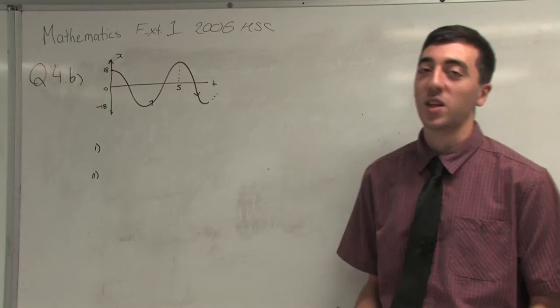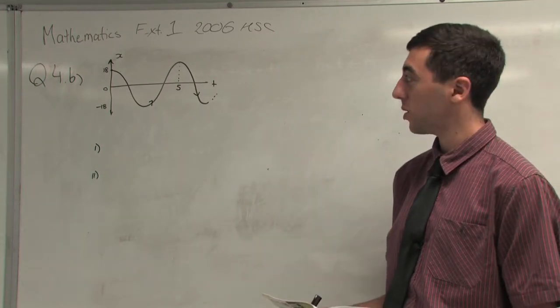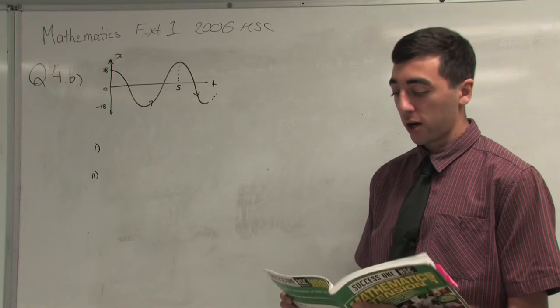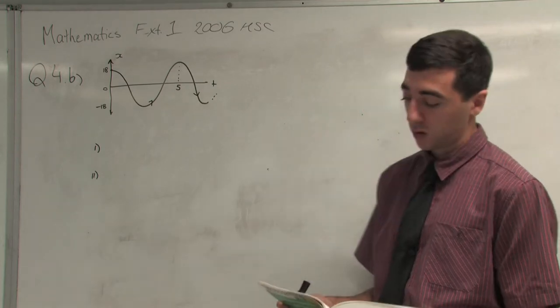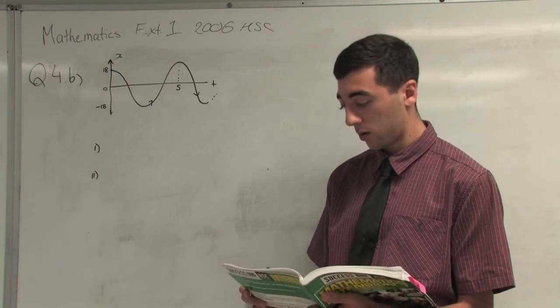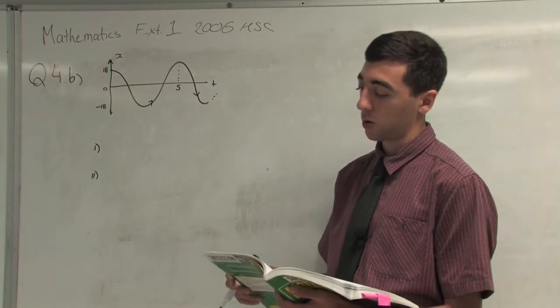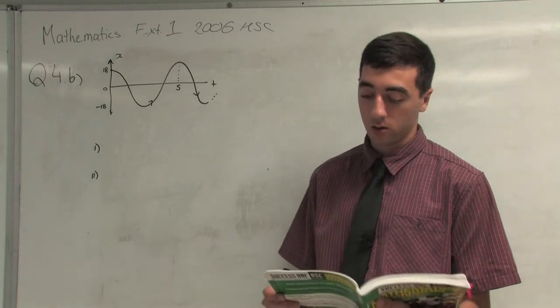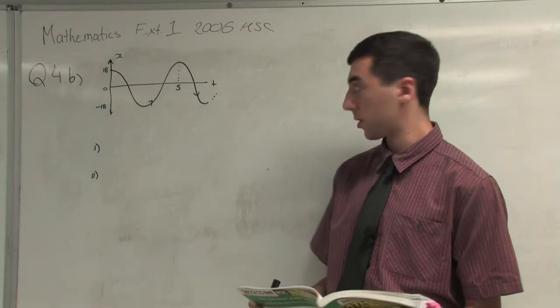Question 4b. Now this is a simple harmonic motion question, so I'll read out the question for you. A particle is undergoing simple harmonic motion on the x-axis about the origin. It is initially at its extreme positive position. The amplitude of the motion is 18 and the particle returns to its initial position every 5 seconds.